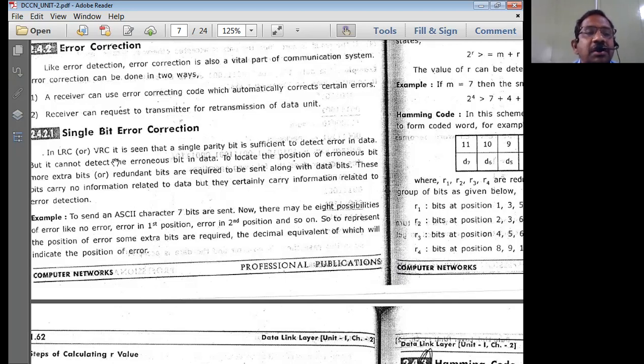But a single parity bit cannot locate the erroneous bit in the data. To locate the position of the erroneous bit, more extra or redundant bits are necessary. So here also we use the redundant method to detect and correct errors. In the case of correction, we first detect the location of the error, then correct the error. That means we are detecting and correcting, both simultaneously, in the error correction methods.